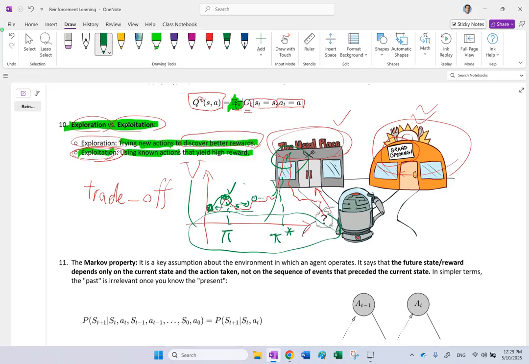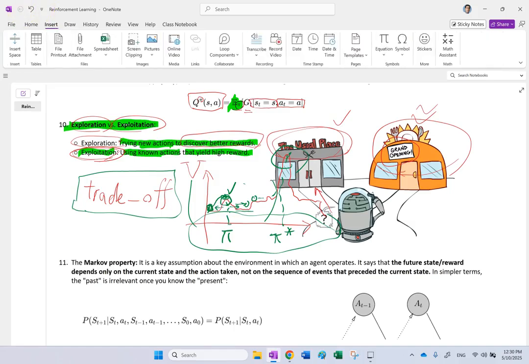Okay? So you have to have a balance so your algorithm converges to something. It might or might not be really an optimum solution, but if you want to explore forever, you will never converge. If you want to exploit always, then you lose the big rewards, okay? Potential big rewards. So you have to have a trade-off.